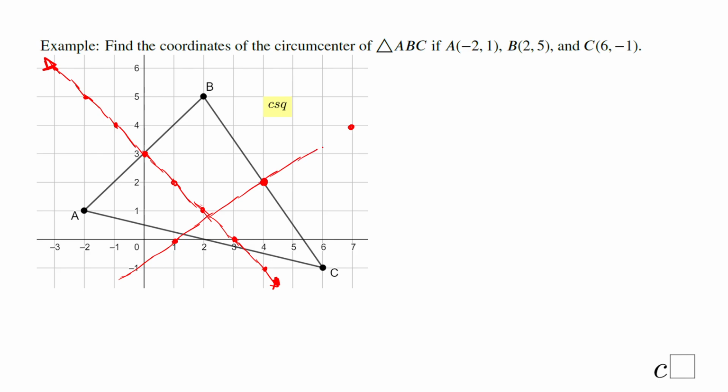We can get an estimation. Is that sometimes good? Yeah, if you have a multiple choice, why not? So the circumcenter is somewhere here. But let's find it. Now let's do a little bit of algebra, and we're going to start with segment AB.